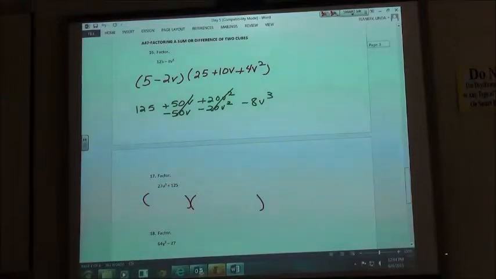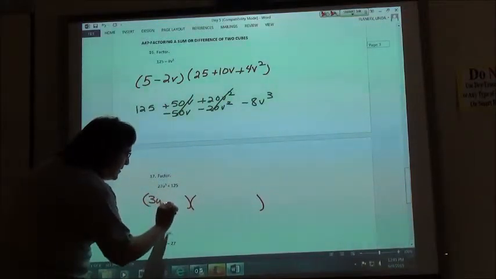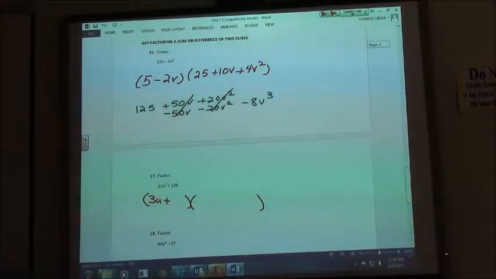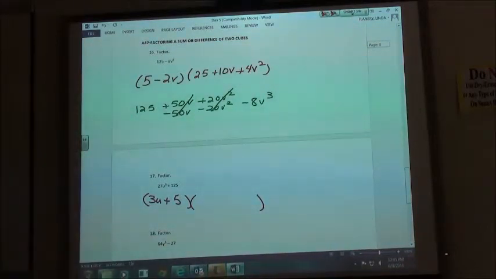So the cube root of 27u cubed would be 3u, same sign, so a plus, and then the cube root of 125 is the same 5 it was on the previous problem.